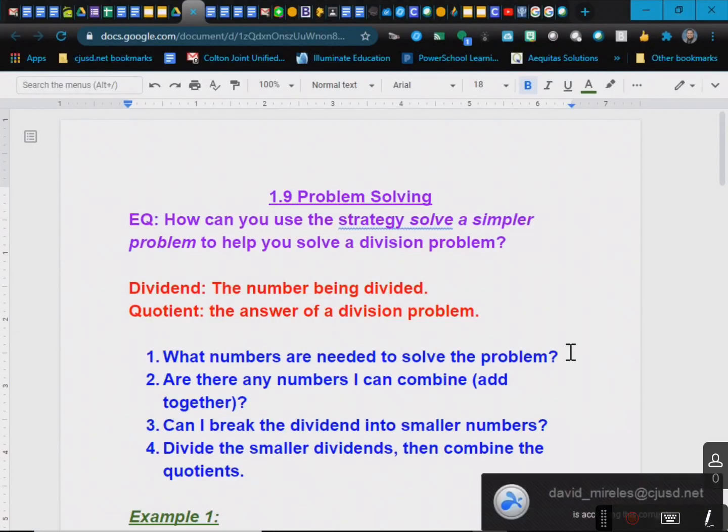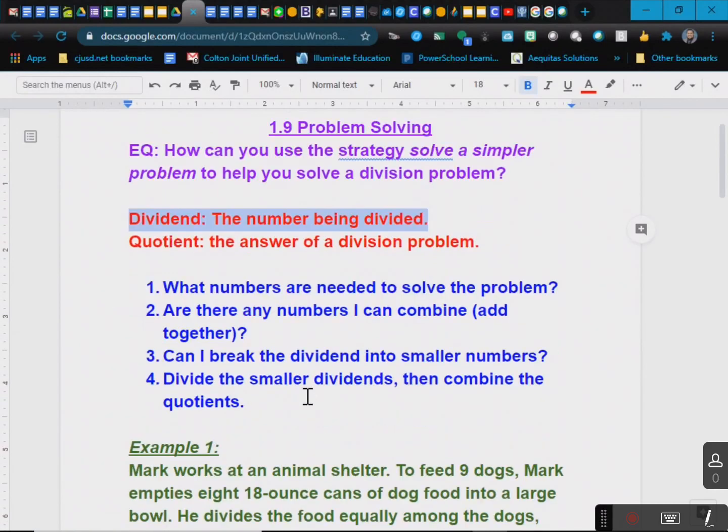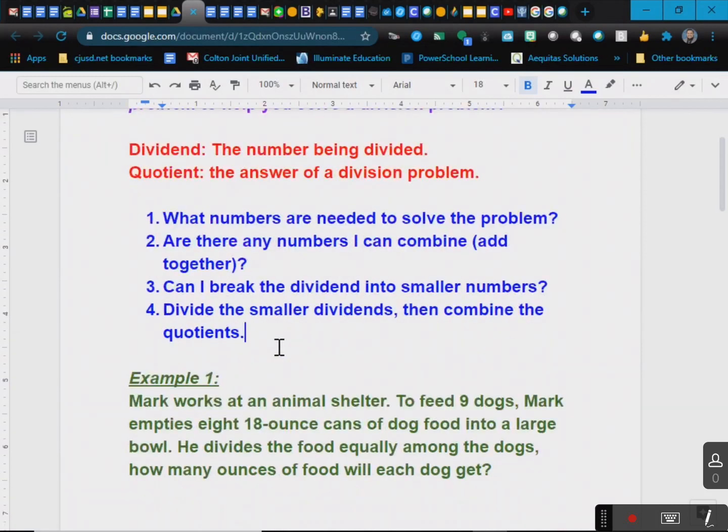So we have two vocabulary words, one of them I just said, quotient, this is the answer to a division problem. The other one is dividend. This is the number being divided. So here are the steps. Step 1. What numbers are needed to solve the problem? Step 2. Are there any numbers I can combine or add together? Step 3. Can I break the dividend into smaller numbers? And step 4. Divide the smaller dividends, then combine the quotients.